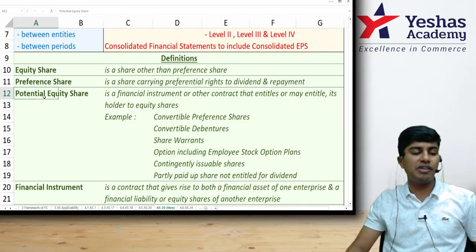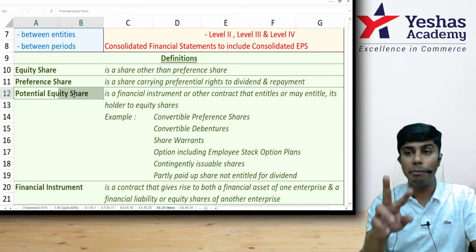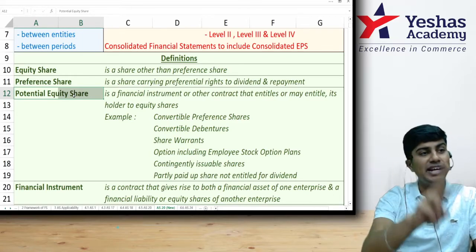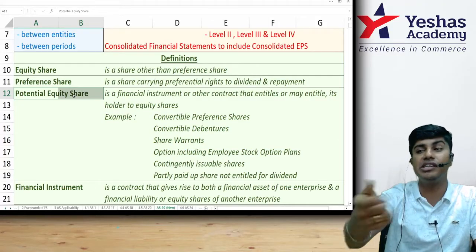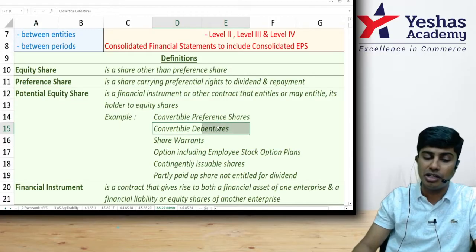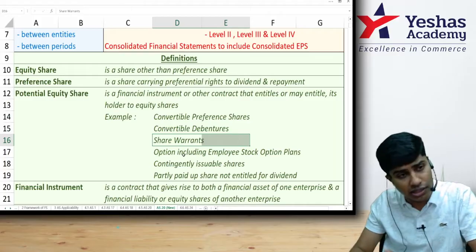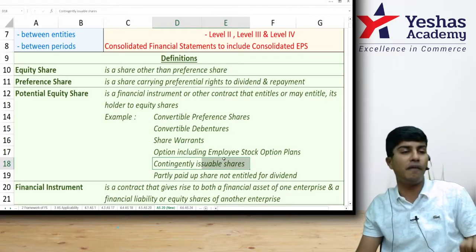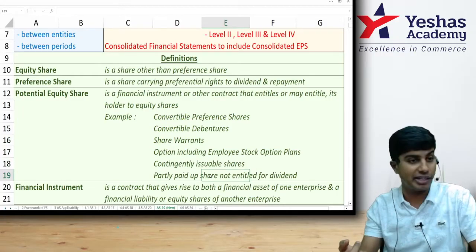Then potential equity share. We will consider this in our diluted EPS. These are not equity shares, but they have the potential to become equity shares. They have the right to be converted into equity shares, or we have an obligation to issue equity shares against them. Example, convertible preference share, convertible debenture, share warrant, option can be employee stock option or other than employee stock option also. Any contingency which has to be settled by issue of shares or any other partly paid up share against which dividend is not entitled to.